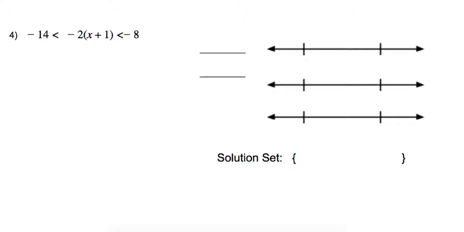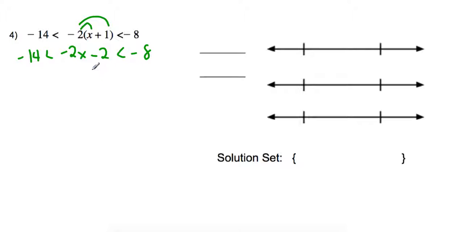Let's try one more example together. Here's another AND. And you can tell it's an AND because I have 2 pairs of inequalities together once again. So just like we did last time, we're going to have to solve by doing something to each of these 3 sides of this inequality. So why don't I first distribute this -2 to make my life a little bit easier. I've got -14 is less than -2x minus 2, which is less than -8.